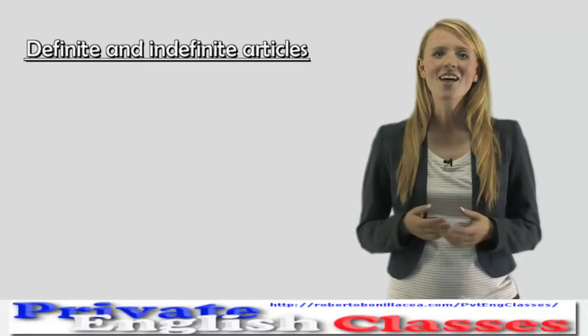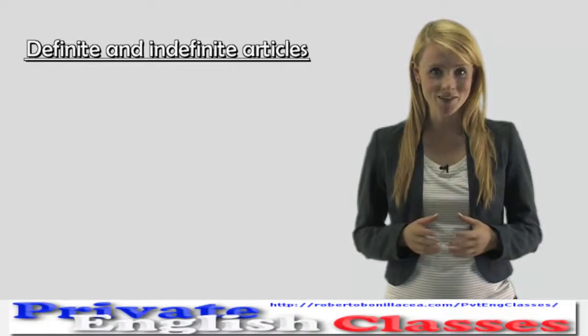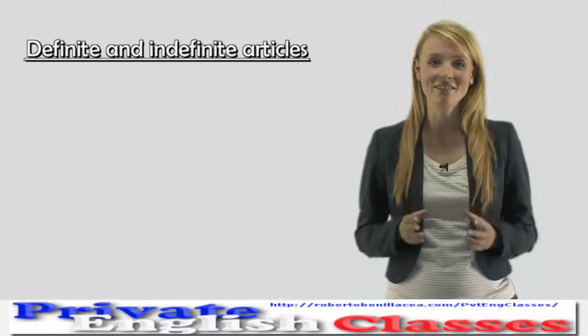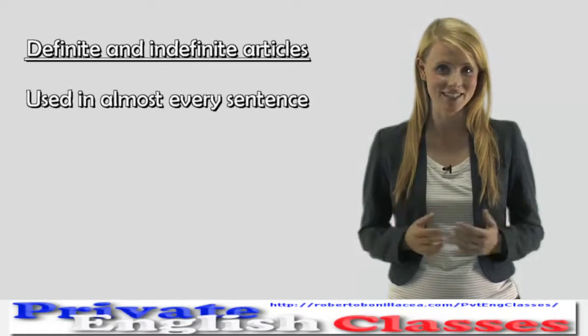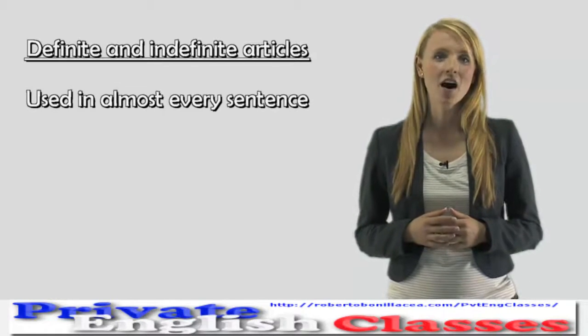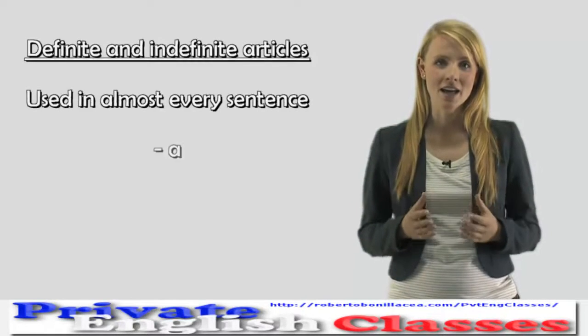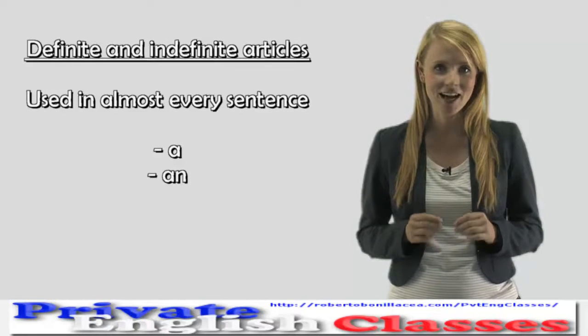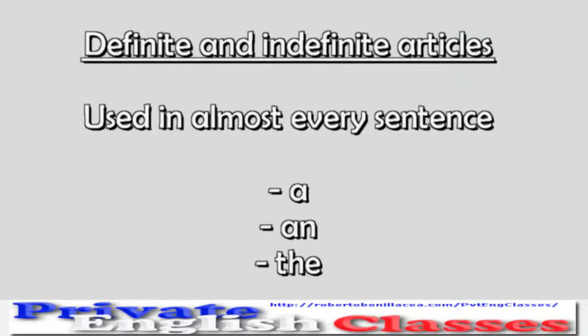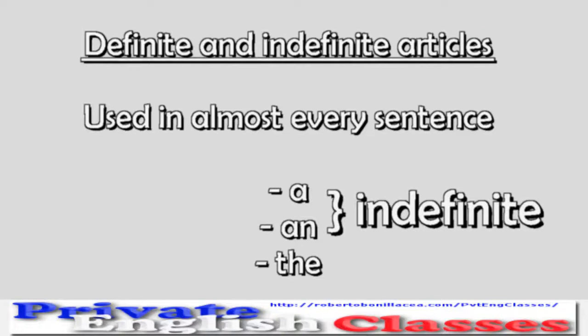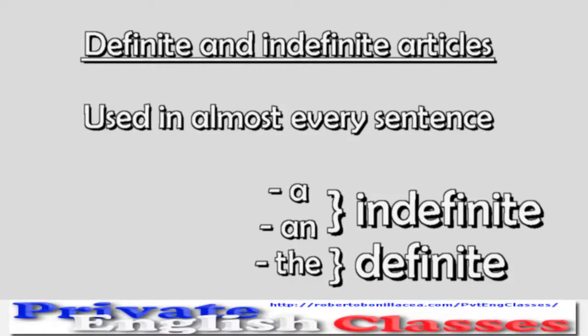What? Those are really big words, but it is actually very easy. You use them in almost every sentence. The articles are a, an, and the. A and an are the indefinite articles, and the is the definite article. So they are not as difficult as they sound.